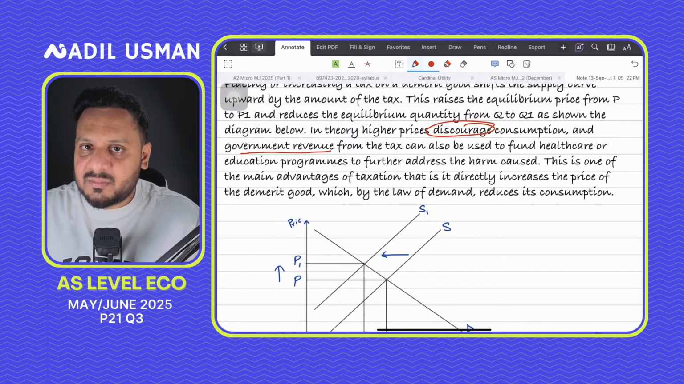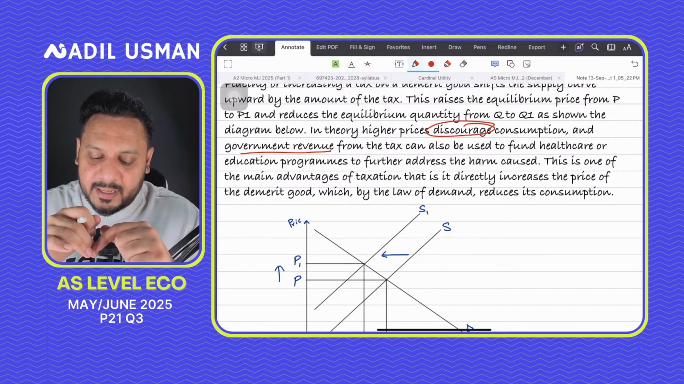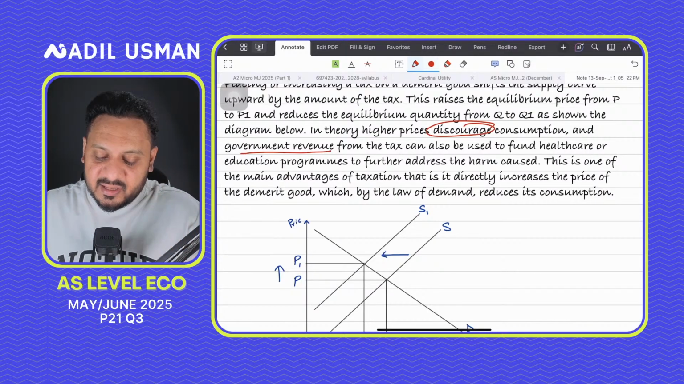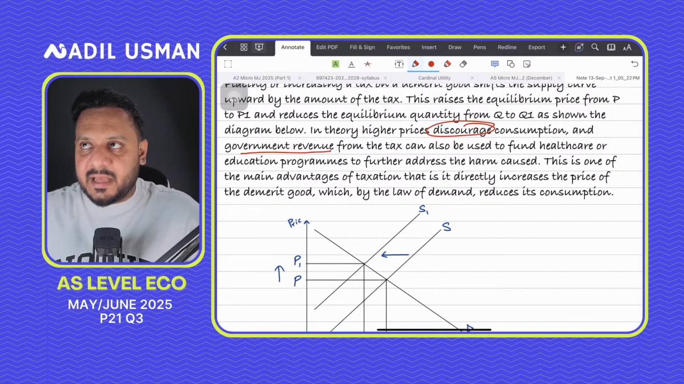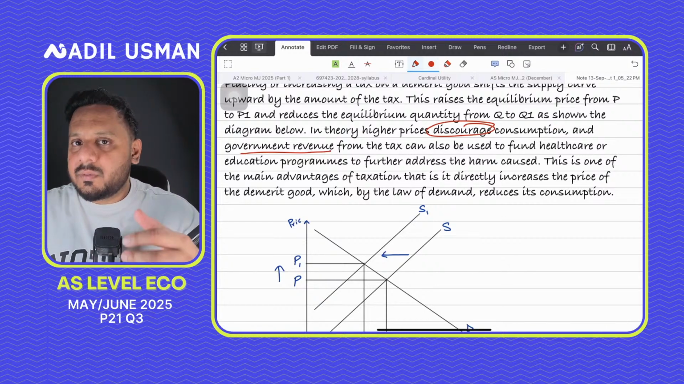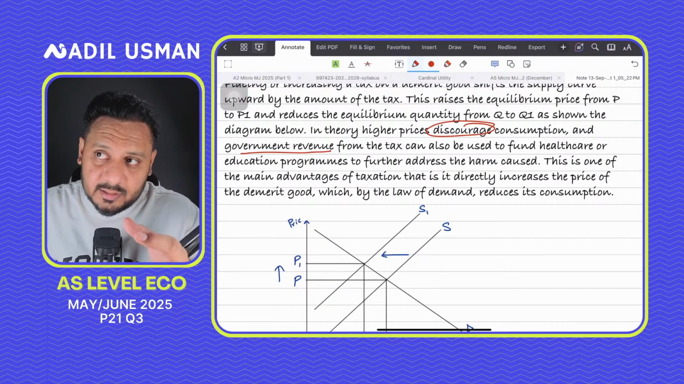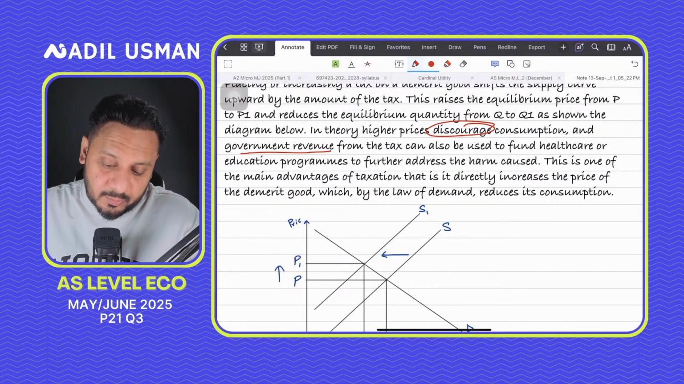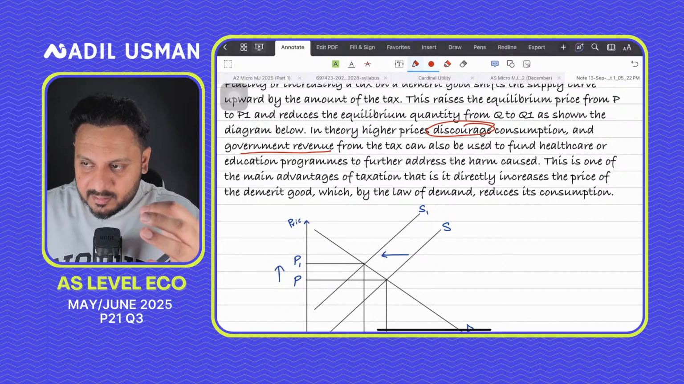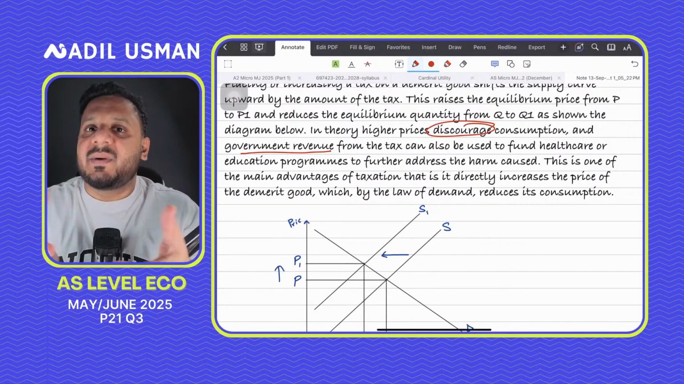Secondly, the revenue from the taxes can be used to fund healthcare or education programs. Now, the mistake students make is saying that the revenue from the tax could be spent on the economy, like infrastructure. Dude, you don't need to mention that, because you're trying to address the demerit goods problem. So say that revenue could be used to further enhance the rectification of the demerit goods overconsumption problem. Government spending here should be focused on resolving the problem, not government spending in general.